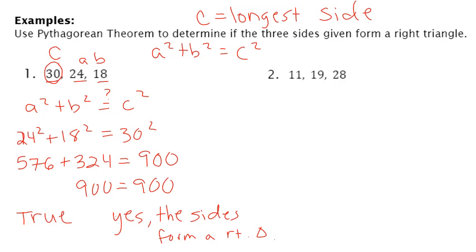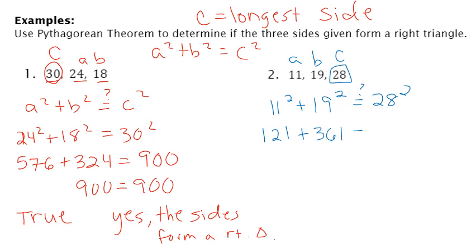For example 2, same exact thing. My longest side here is C, which is 28. I have A and B, and again, I'm going to put them into the Pythagorean theorem. My longest side is always on a side by itself, and I'm comparing it to the two shorter sides being squared. So 11 squared is 121. 19 squared is 361. And I'm comparing that to 28 squared, which is 784. When I go ahead and add those, I get 482.